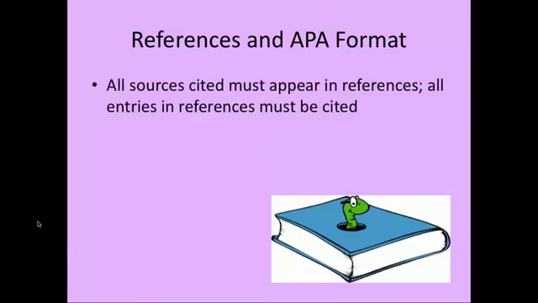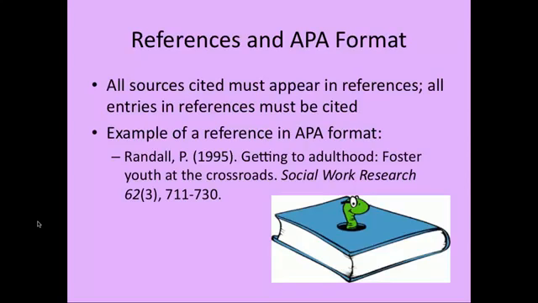Now, all sources cited in the paper must appear in the reference list, and all entries in the reference list must be cited in the paper. You shouldn't have something in one place but not the other. And here's an example of a reference in APA format. You can see that you use just the last name, comma, and then the first initial, or the first two initials if they're given, and then a period, and then the year, and then another period.